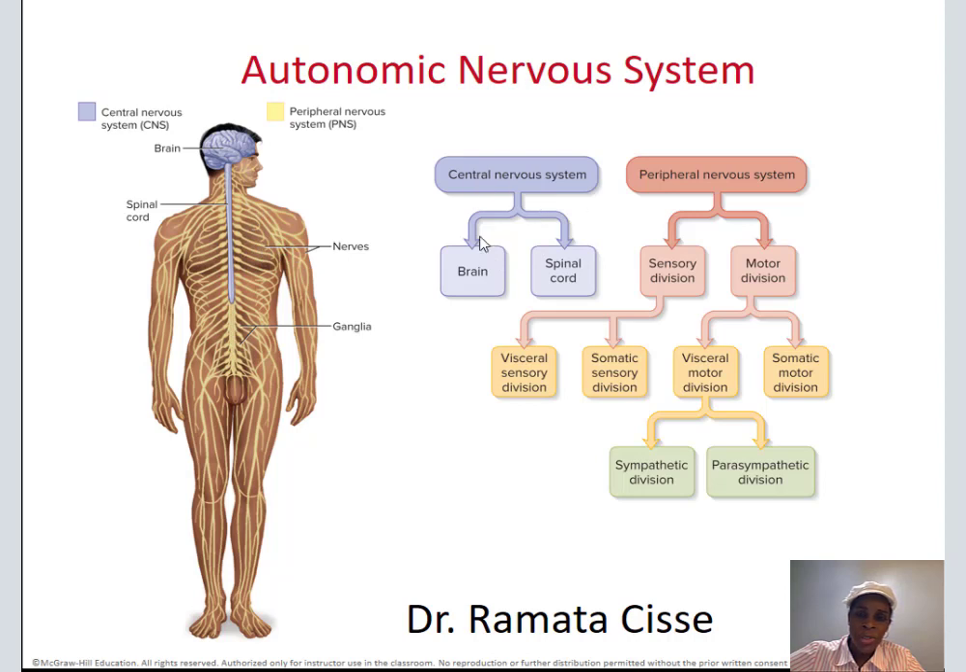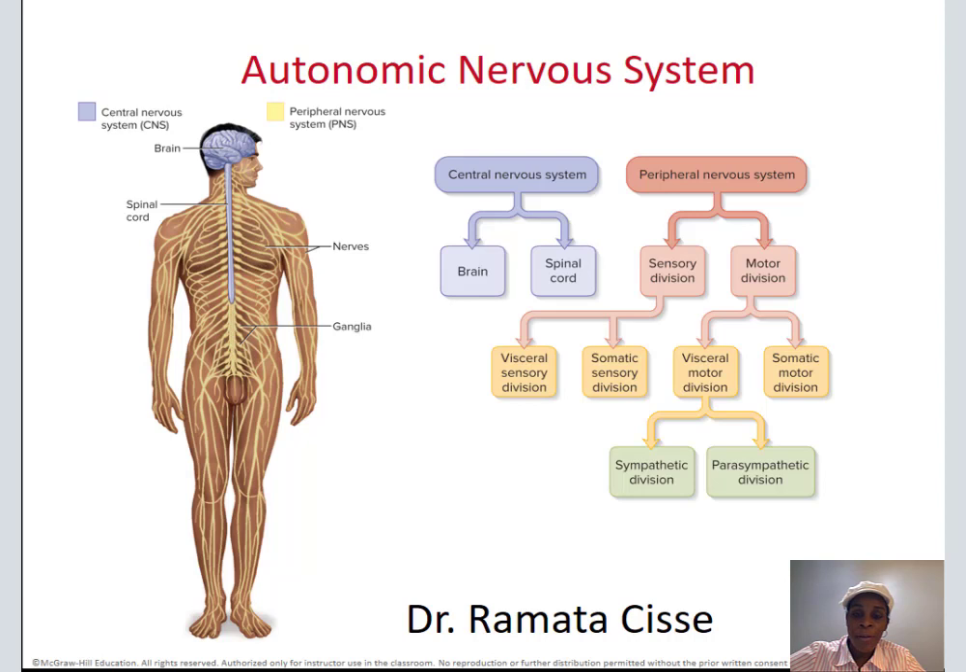So the central nervous system is the brain and spinal cord. The peripheral nervous system is divided into the sensory division and the motor division. Sensory receives information, motor gives the command. Depending on where it's coming from, if it's coming from visceral, like an internal organ, it's going to be the visceral sensory division, such as coming from your heart, your lung, or the kidney. Somatic sensory division means it's coming from your muscles, your joints, or your skin.